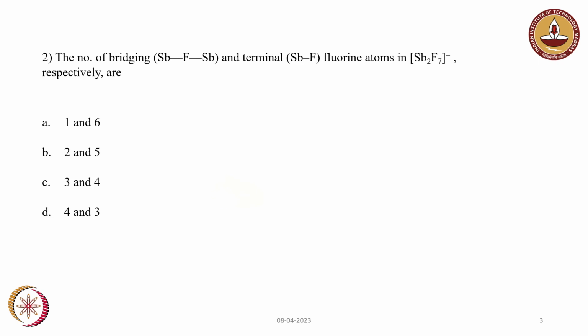The second question is: the number of bridging Sb-F-Sb and terminal Sb-F fluorine atoms in Sb2F7 minus respectively are. Option A is 1 and 6, option B is 2 and 5, option C is 3 and 4, and option D is 4 and 3.